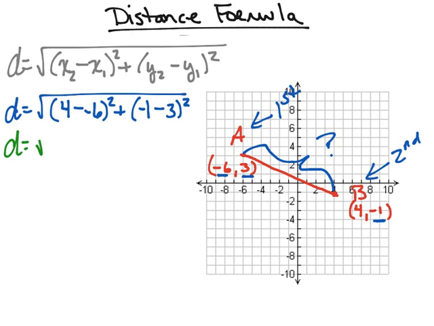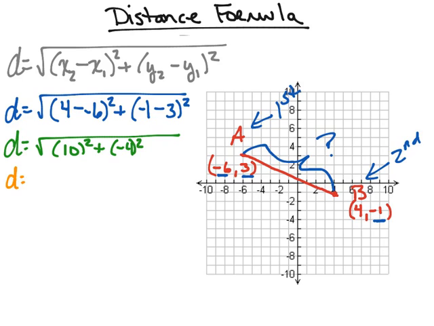The first thing I'm going to do is what's in parentheses. Remember, it's order of operations. So if I start with 4 minus a -6, 4 minus a -6 would be a +10. Then I'm going to do the other set of parentheses. -1 minus 3 would be a -4. So at this point I've done what's in the parentheses.